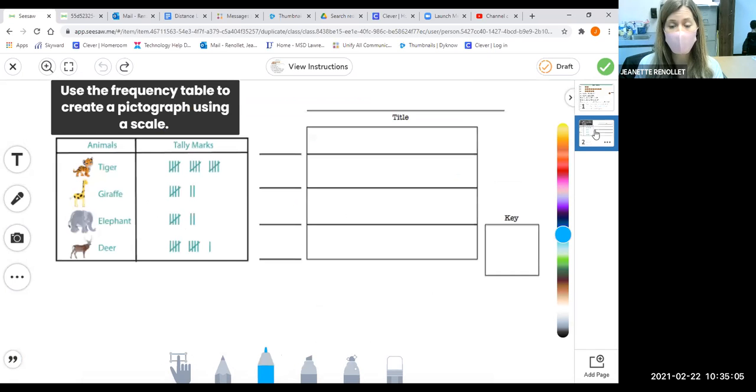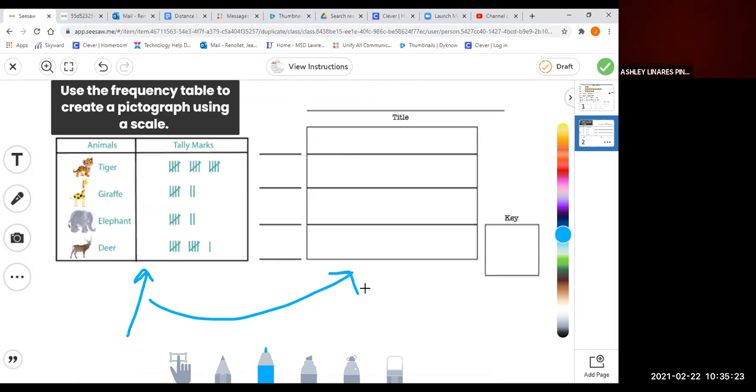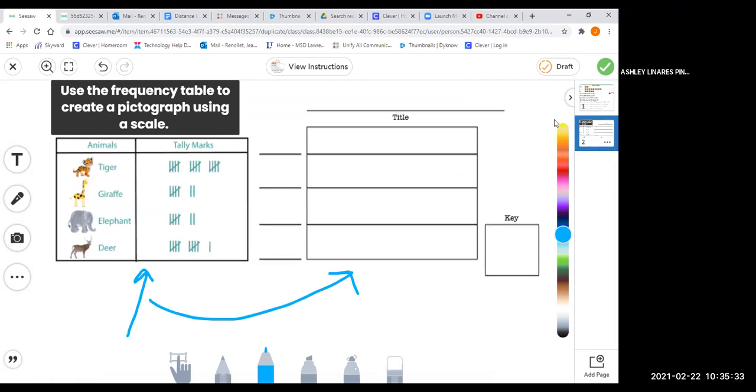Slide number 2 is also part of the pre-test. It says to use the frequency table to create a pictograph using a scale. You're going to use this data to create a graph over here. Show me anything you know from first and second grade. If you don't know something, that's okay. Now I know how to teach you.